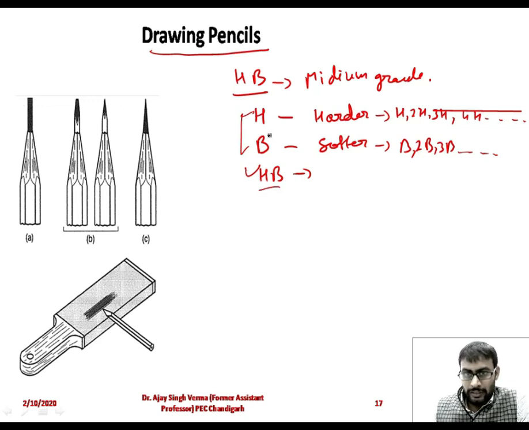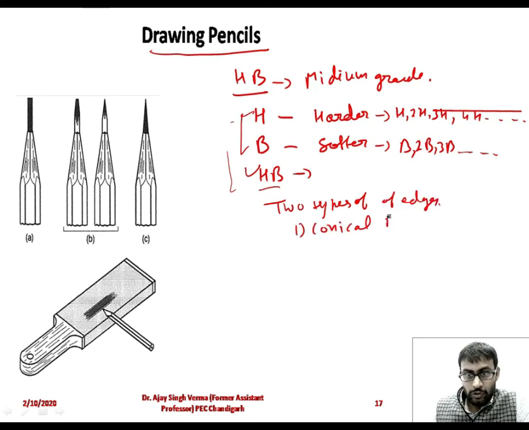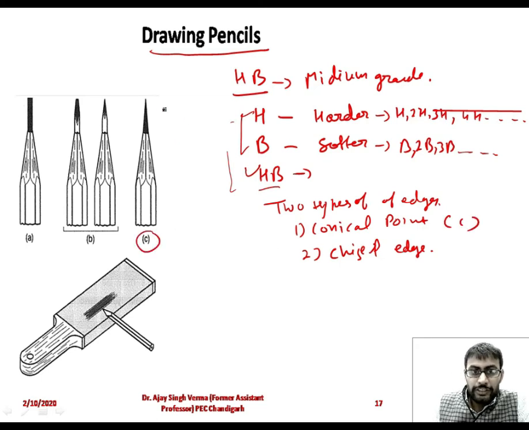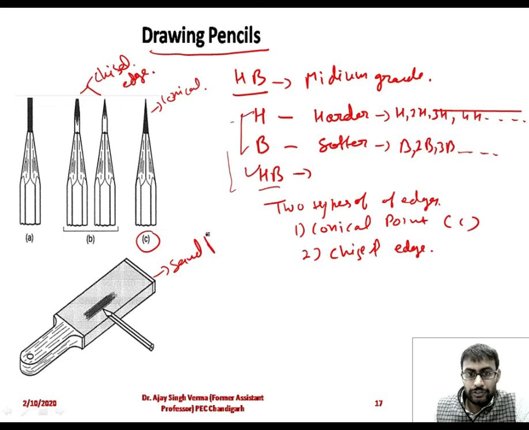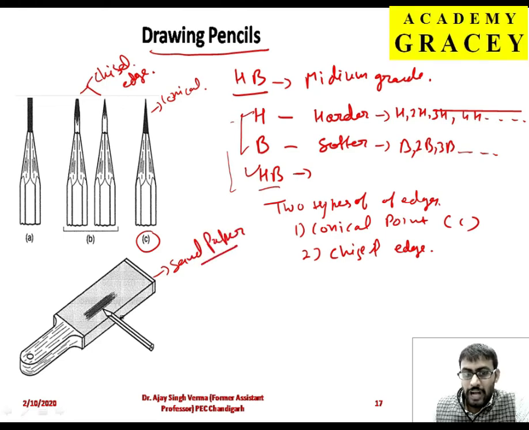Before that, in this slide we are only talking about the three types of pencils, and these pencils have two types of edges. One is the conical point, second is the chisel edge. You can see in figure C, this is your conical shape, and these both have a chisel edge. This is your sandpaper. With the help of sandpaper, you sharpen the pencil.